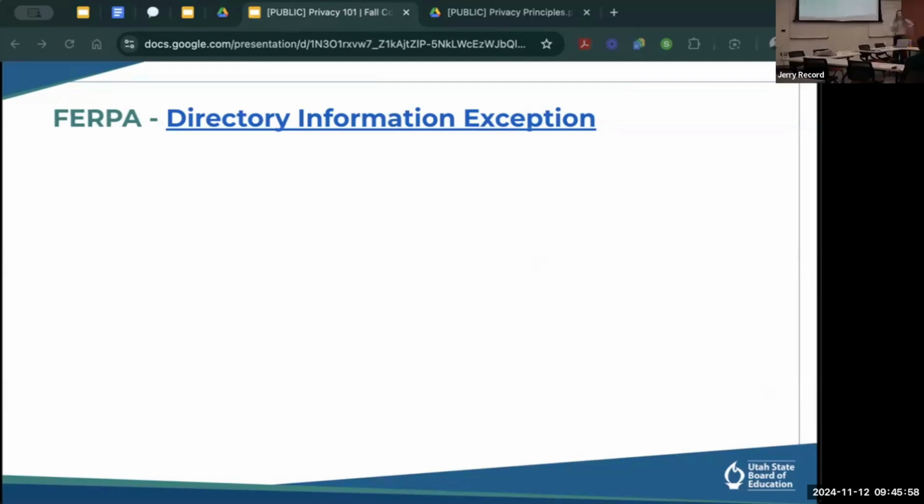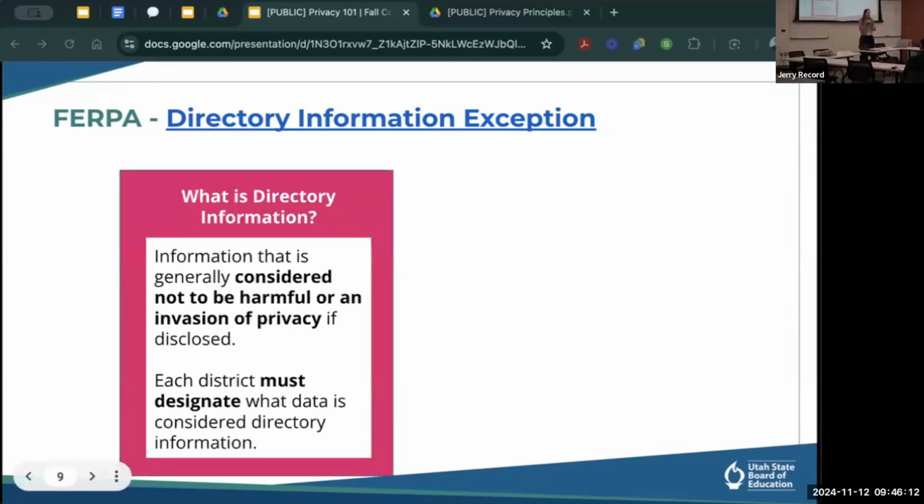The directory information exception is an exception that allows a school to identify certain types of information as, quote, directory information. These are supposed to be pieces of information that are generally not going to be harmful to a student if they are disclosed. So here are some examples: the student's name, address, phone number, date and place of birth. If you're like me, you might look at this and say, well, some parents might not think that's dangerous to disclose, but some parents might think that it is harmful to disclose. I'm seeing some nodding heads in the room.